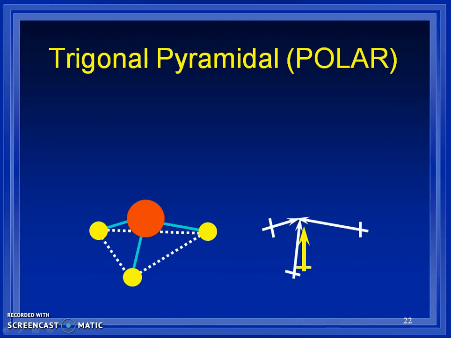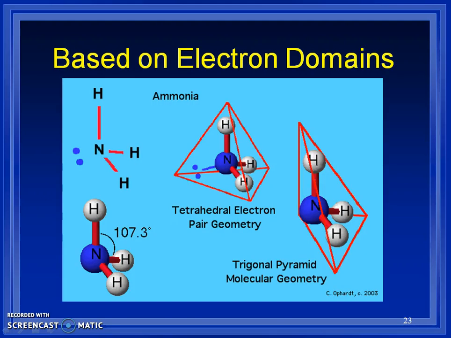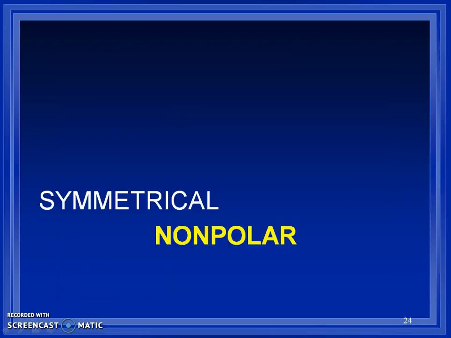Trigonal pyramidal, again, polar because of the different pull of attraction when we have those electrons on the top, that lone pair of electrons, just like ammonia. So here we have ammonia, we have our 3 H's, we have tetrahedral electron domain because of the 4 areas, but we have what's called a trigonal pyramidal shape because it has 3 bonds and 1 lone pair.